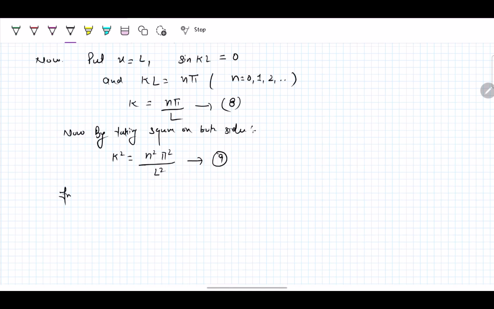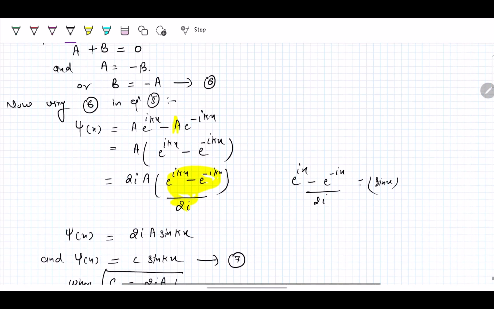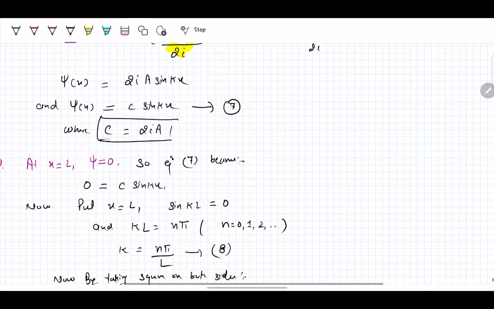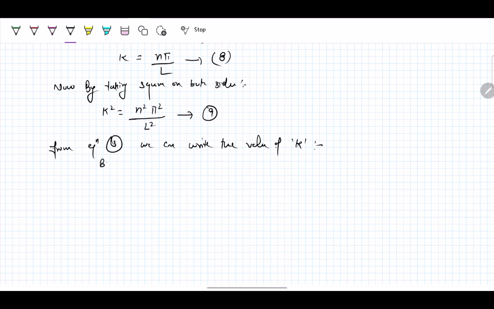So from equation number 3 we can write the value of k. We have already derived it: k square is equal to 2mE over h cut square. So by putting equation number 3 in equation number 9, we get 2mE over h cut square is equal to n square pi square over L square.